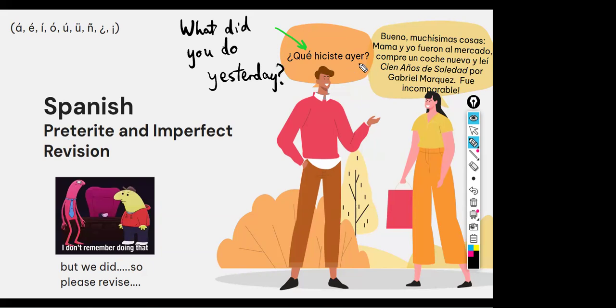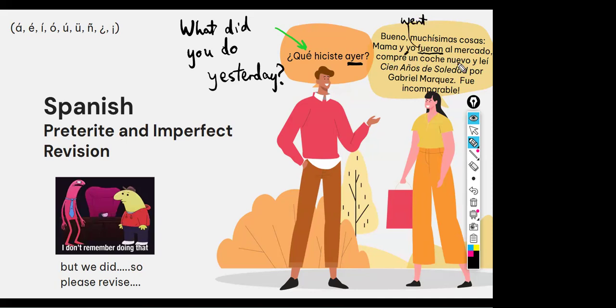So ayer, if it happened yesterday, that means it's in the past tense, right? Now we are dealing with actions that were completed. And as a result of that, we would use preterite, right? All right. So over here, the person is responding, well, I did so many things, "muchísimas cosas," right? "Mamá y yo fueron al mercado." So we went to the market, right? So this is preterite tense.